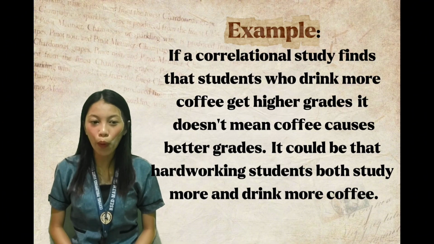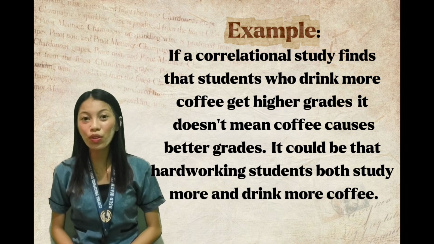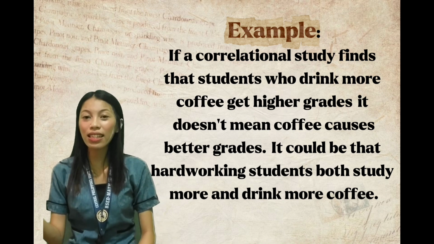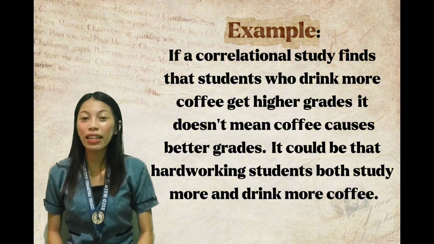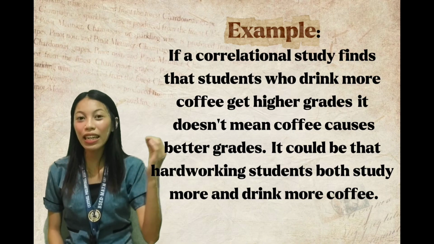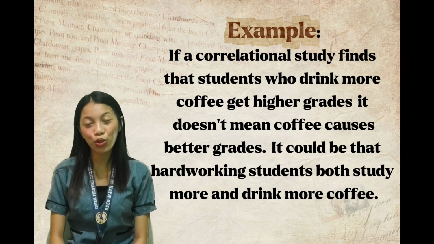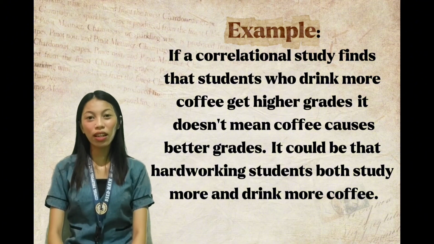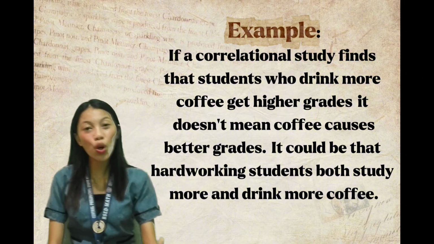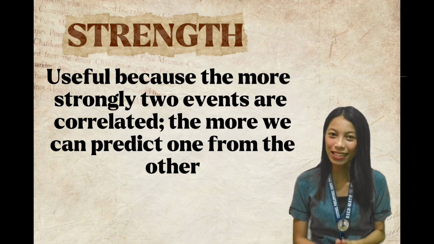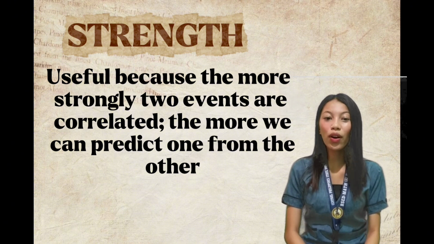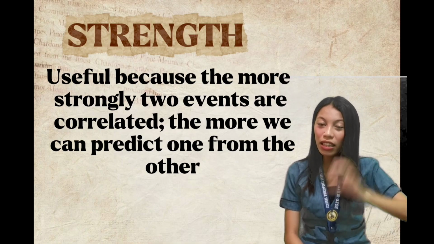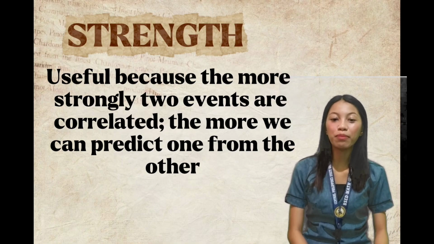So I have an example. In a correlational study, if students who drink more coffee get high grades, it doesn't mean that coffee causes better grades. It could be that he or she is hardworking. They both drink coffee and study more to get high grades. So in short, the correlational study shows the relationship, not causes. The strength of a correlational study is that it is useful because the more strongly two events are correlated, if the two are connected, the more we can predict one from the other.